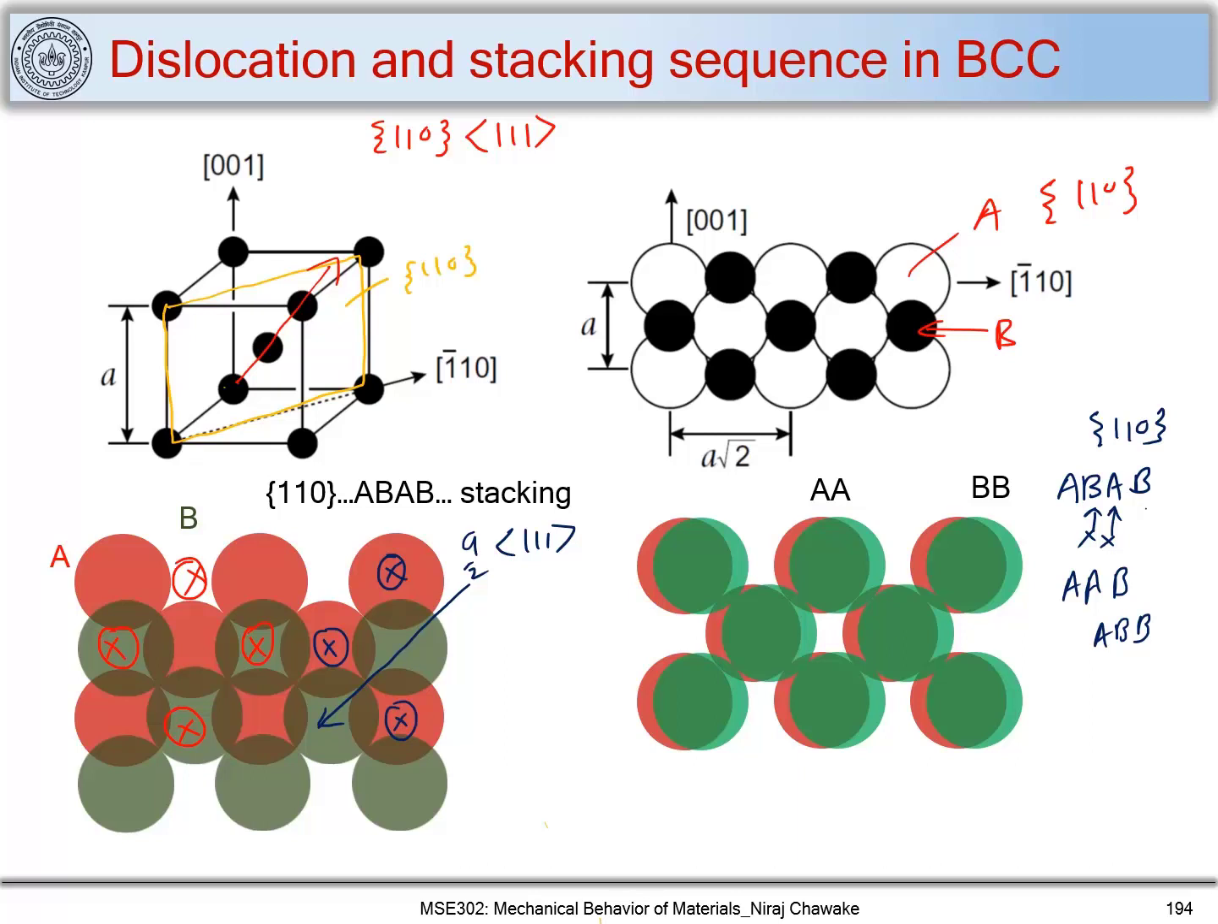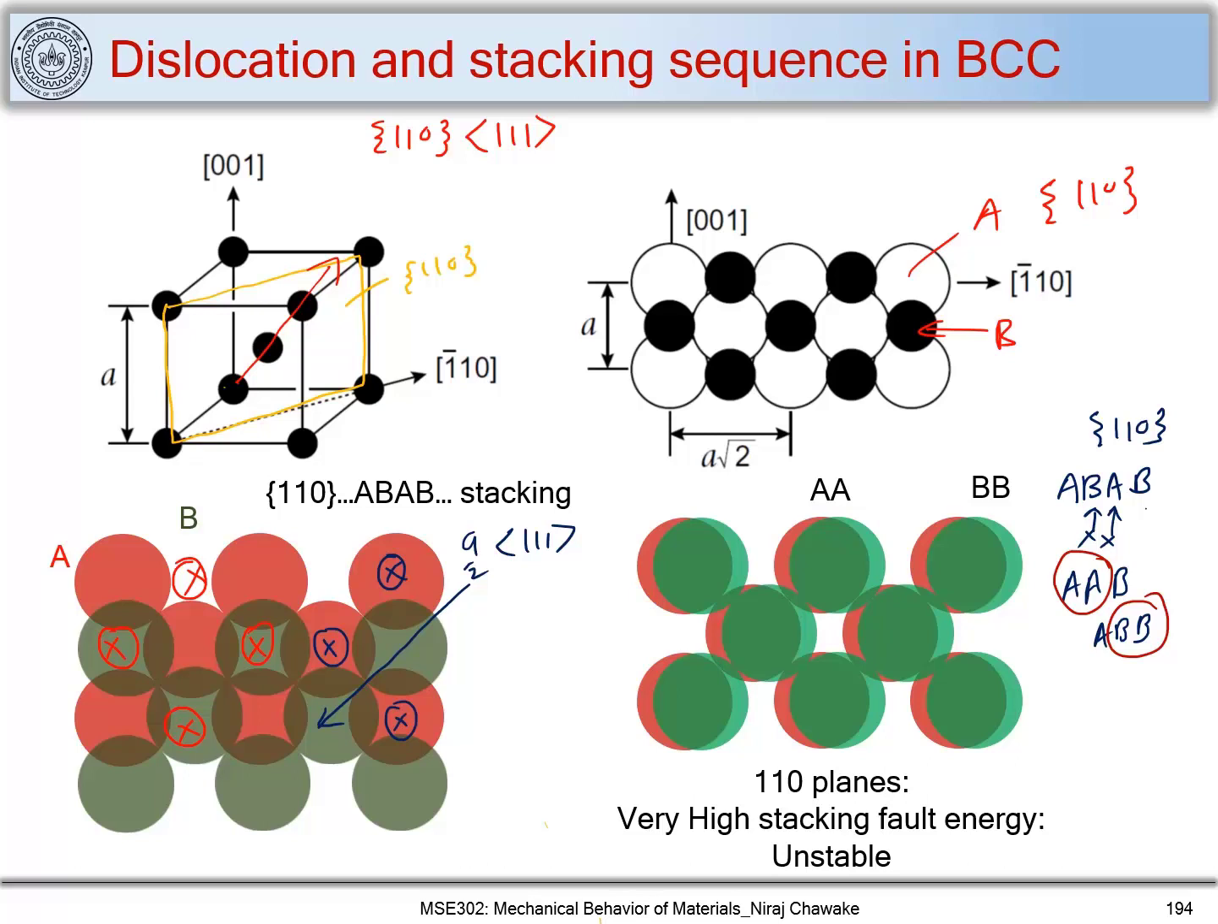And thus this kind of stacking brings BB stacking over each other or AA stacking over each other, and thus this will be a high energy configuration. And thus when I say {110} planes, it will have very high stacking fault energy when I try to create any fault in the layers, and this remains unstable. So in principle, there will not be any stacking faults which are formed on {110} type of planes in BCC.